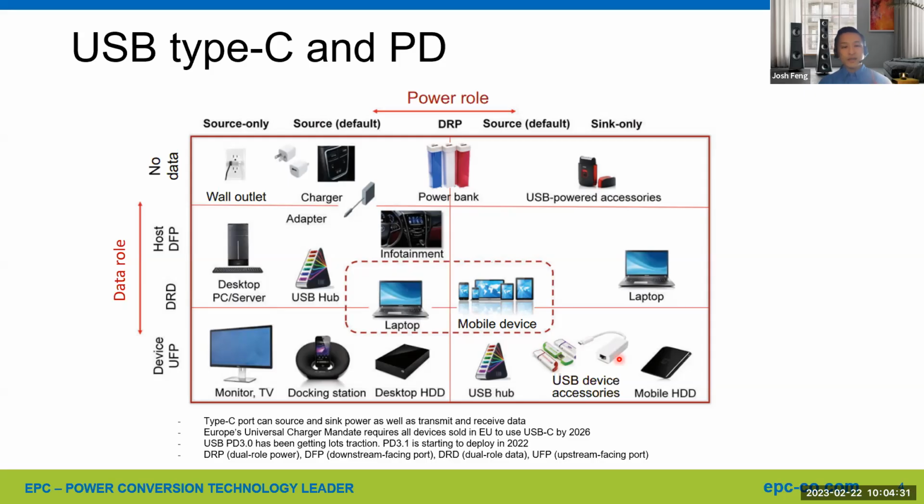Among all the charts, since we focus a little bit on the power side, we're not going to touch too much on the data perspective. In terms of focusing on power, you typically have the sourcing part, which is commonly known as the adapter or car charger. In the middle section, you have the DRP, dual role power device. Typically, those devices have a battery, so you can both sink and source power.